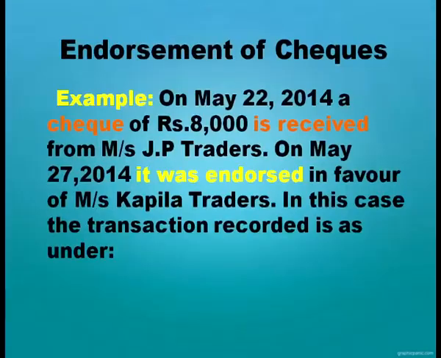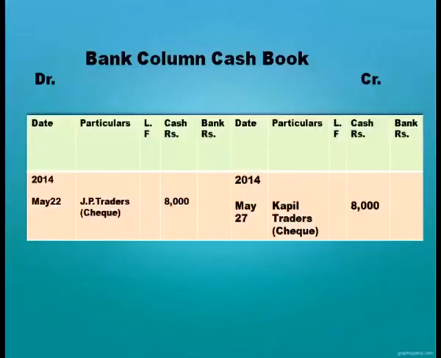Example, on May 22nd, 2014, a check of rupees 8,000 is received from Messrs. JP Traders. On May 27, 2014, it was endorsed. It was given in favor of Messrs. Kapila Traders. How will you record in the cash book? When you have received a check from JP Traders, you have recorded on the receipt side to JP Traders, date May 22nd, amount in the cash column 8,000. When you have endorsed to Kapila Traders, then you have to record on the credit side by Kapila Traders, May 27, amount in the cash column.